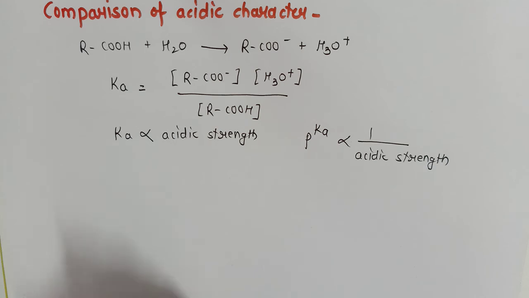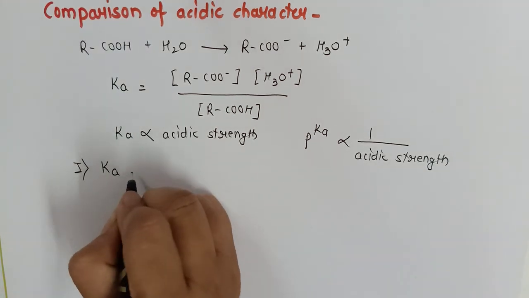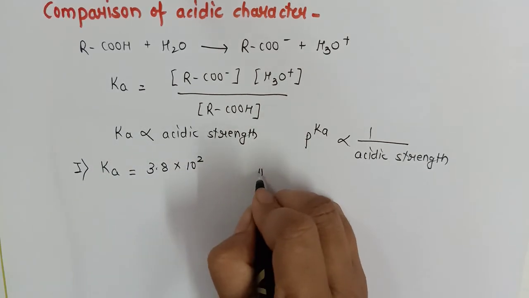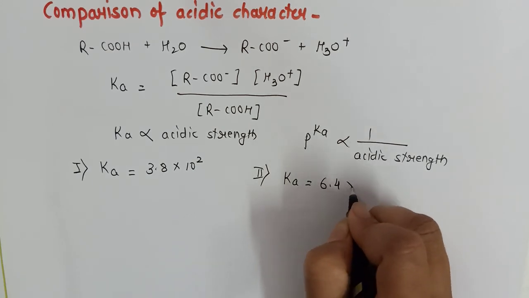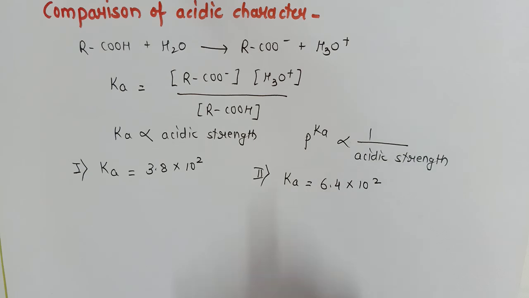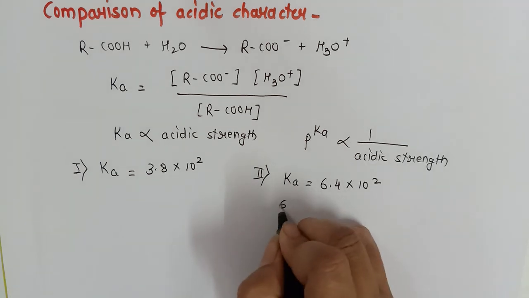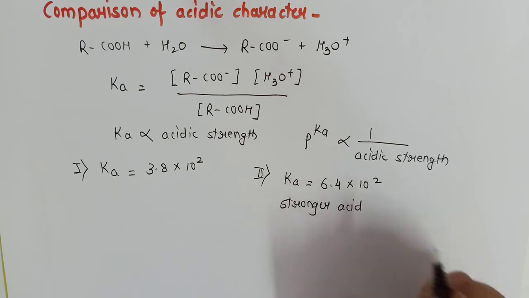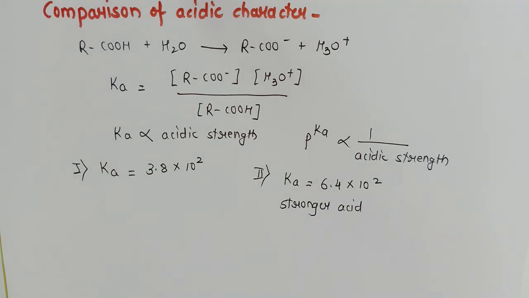For example, I have two acids. Let's say case 1 with Ka 3.8 into 10 to power 2, and in the second case I have an acid with Ka 6.4 into 10 to power 2. Now suppose it is asked among these two which will be the stronger acid. So obviously, the higher the value of Ka, the stronger the acid. So by considering the Ka or pKa value, we can easily compare the acidic character.